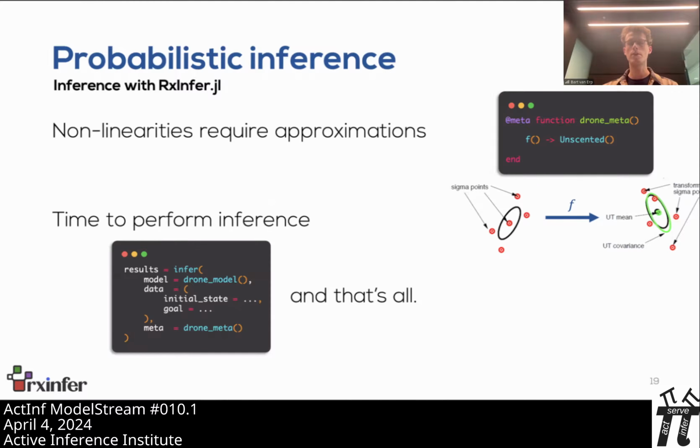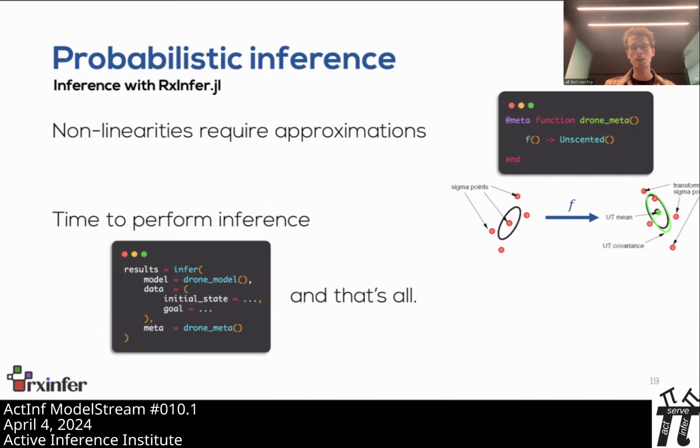Inside the inference function, we specify a model, which was the drone model that we specified in one of the previous slides. We specify its data. Although it's not observing something directly and it's more doing a planning task, we can still supply it with the initial state and the goal state, where we want the agent to move to. And this meta object corresponds to the approximations that we wish to take. And that's all that's necessary in order to actually get this drone up and running.